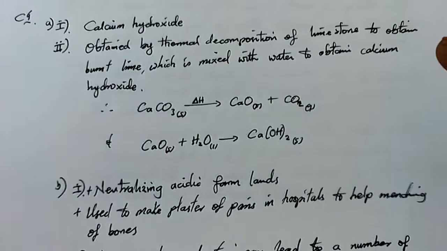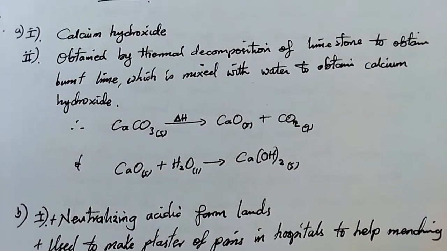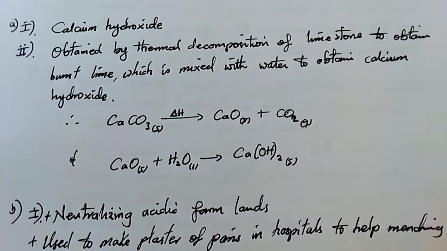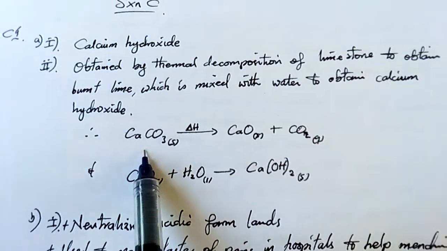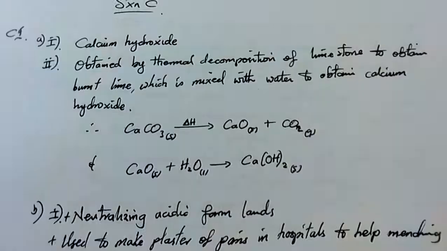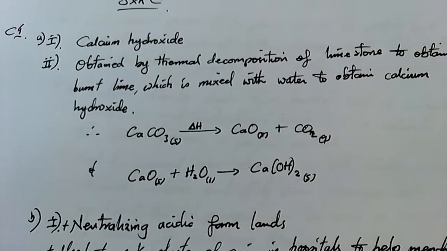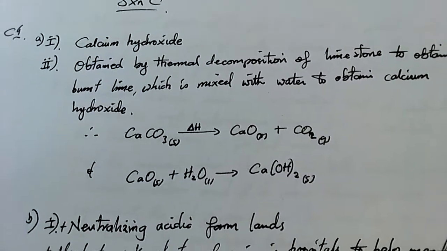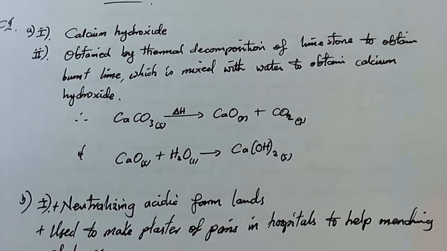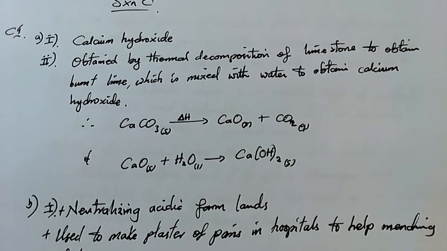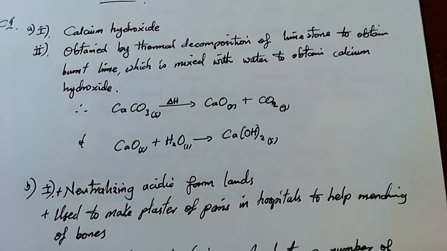Lime is obtained by thermal decomposition of limestone to obtain burnt lime, which is mixed with water to obtain calcium hydroxide, which is our lime. Calcium carbonate exists in 3 forms: chalk, limestone, and marble. Same composition, same formula, but the bonding differs. Chalk is loose, limestone is a little bit hard, and marble is the hardest and most compact.